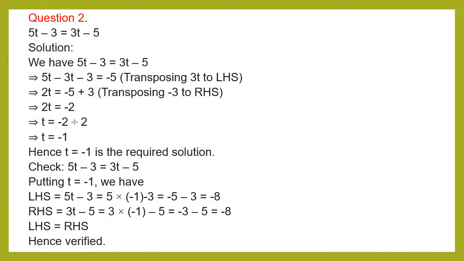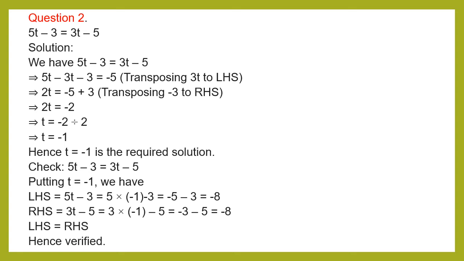Now let us come to question number 2. 5t minus 3 equals 3t minus 5. Children, let us take the equation as it is, 5t minus 3 equals 3t minus 5. 5t, if we transfer this plus 3t to the left hand side, it becomes minus 3t. 5t minus 3t, write the minus 3 as it is, equal to minus 5.